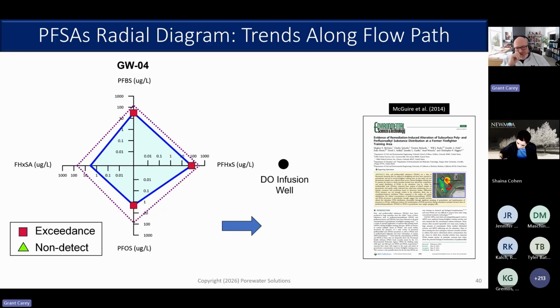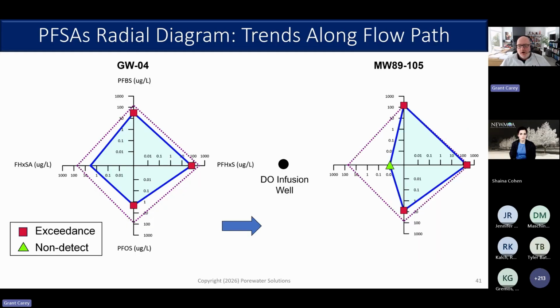Now at this site, there was a really good paper by McGuire et al. 2014. They had actually implemented a hydrocarbon remedy involving dissolved oxygen infusion wells to get high concentrations of oxygen into groundwater to remediate hydrocarbons downgradient of the source area. This is something they set up before they even knew that PFAS were at this site. And with oxygen injection, that can stimulate precursor degradation.